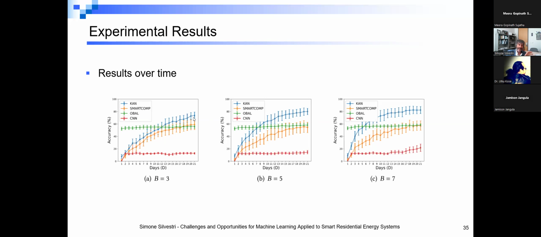And as you can tell, our approach outperforms all the other ones over time. It is worth mentioning that the OBAL one is better at the beginning because it requires a small amount of training. And the CNN performs very poorly just because it doesn't have enough data to learn. So it would require much more data, as you can tell here, in order to start finally gaining some higher accuracy. But this training is just not available in a house by querying a few times a day.